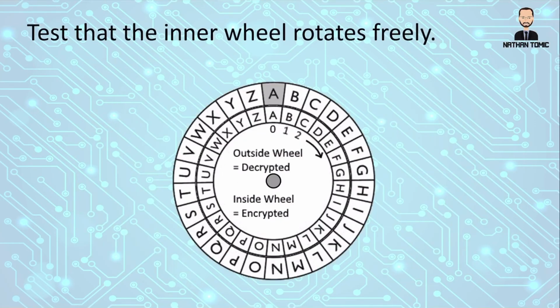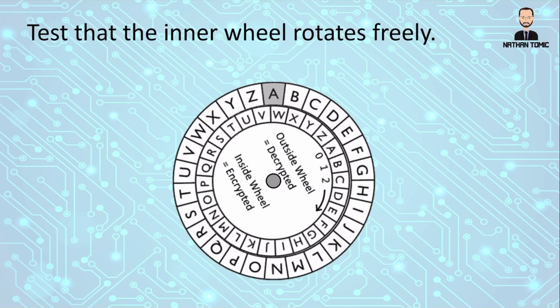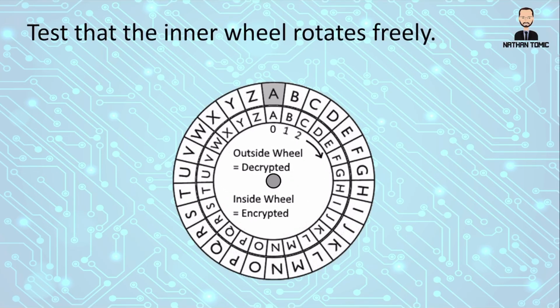Now, once you've done all this, you want to test that the inner wheel rotates smoothly and freely around, so just give it a bit of a spin. If it's the first time, it might be a little bit tight as you twist in the split pin a little bit, but it should be able to freely move around.